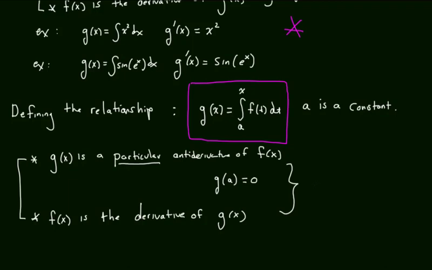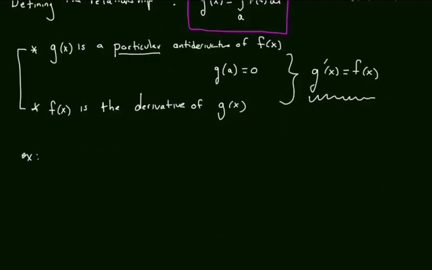And the consequence here is the same. If we take G prime of x, that's going to equal the integrand f of x. This is our big takeaway, but it shouldn't be that new or confusing. Let's take a look at an example.